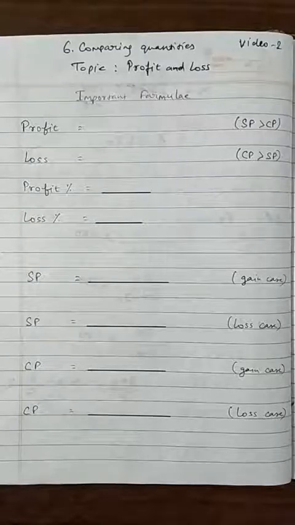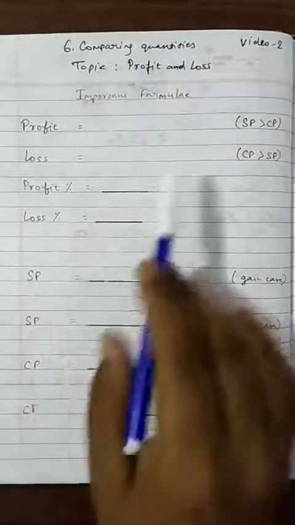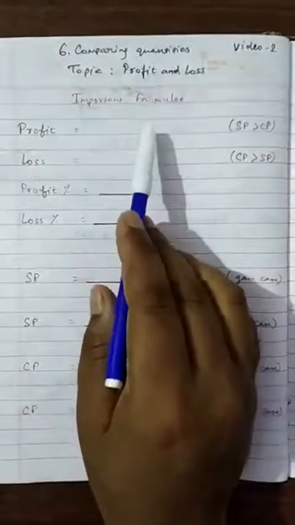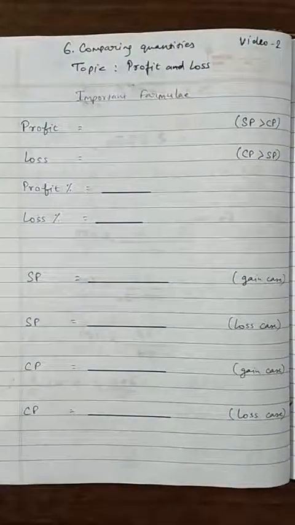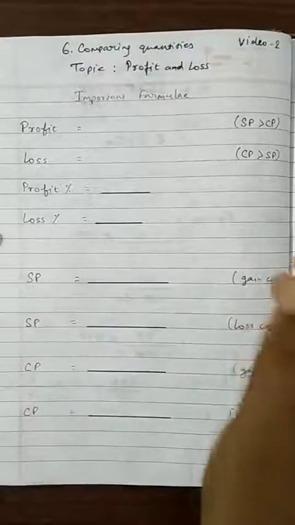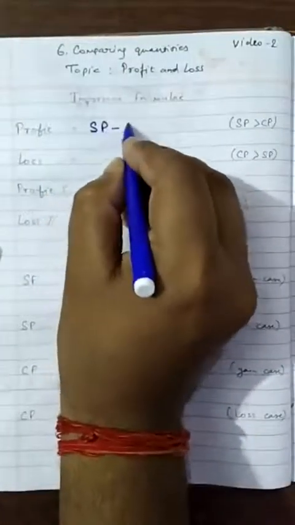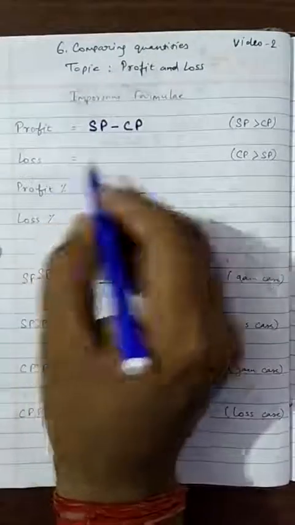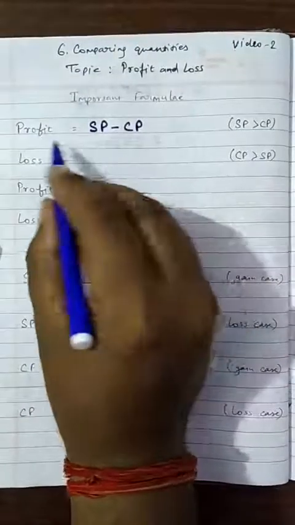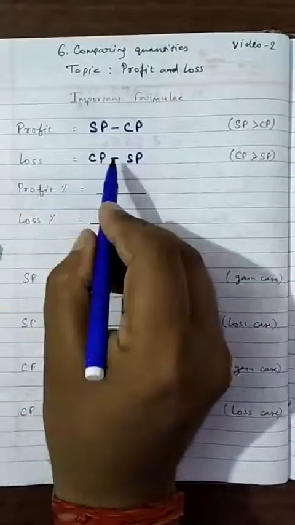Dear students, this is the next topic of our chapter number 6, comparing quantities. First we'll study the important formulae. I have written here the structures. Profit formula is SP minus CP, means selling price minus cost price, where selling price is greater than cost price. Next is loss. Loss is the reverse of profit. So CP minus SP is the formula of loss, where CP is greater than SP.